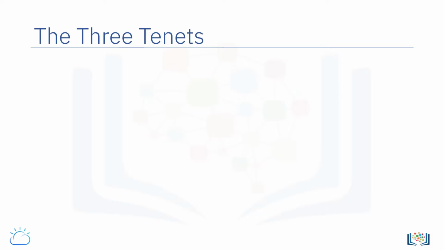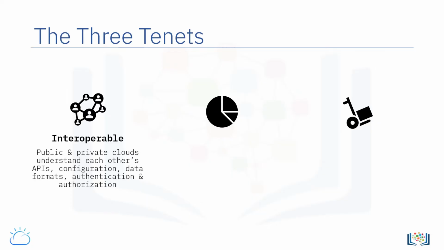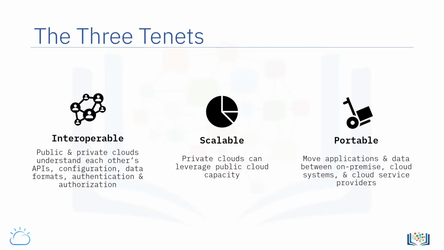The key tenets of a hybrid cloud are interoperability, scalability, and portability. Hybrid cloud is interoperable, which means that the public and private cloud services can understand each other's APIs, configuration, data formats, and forms of authentication and authorization. When there is a spike in demand, a workload running on the private cloud can leverage the additional public cloud capacity, making it scalable. A hybrid cloud is also portable.